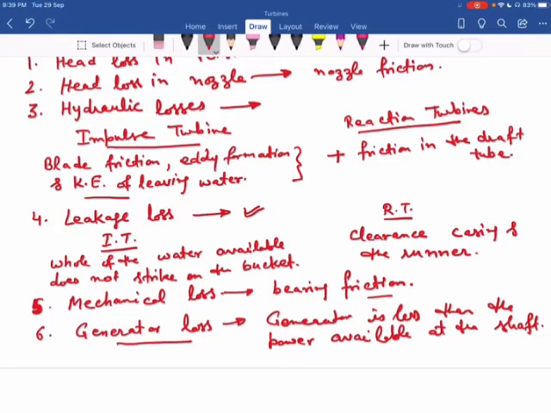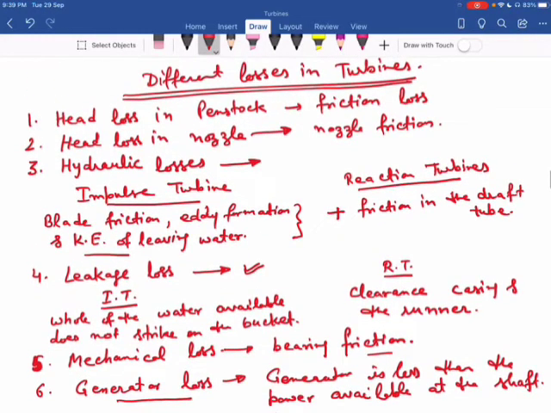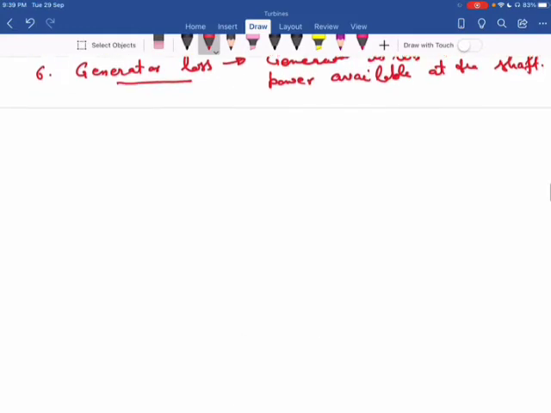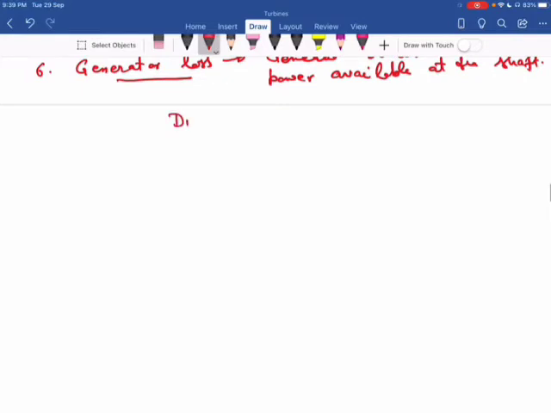That may be in the form of some winding in the generator, in the form of some humming. So the losses which occur in the generator come under the category of generator loss. Okay, so these are the various losses in the turbines. Now, if we want to account for all these losses, accordingly, we have the different efficiencies in the turbines.